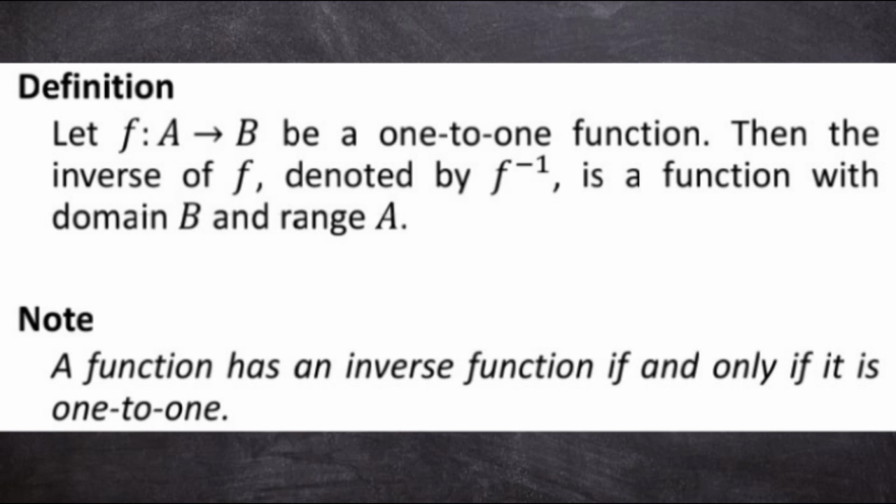Well, the definition is, let f: A to B be a one-to-one function, then the inverse of f, denoted by f to the power of -1, is a function with domain B and range A. Take note, a function has an inverse function if and only if it is one-to-one.